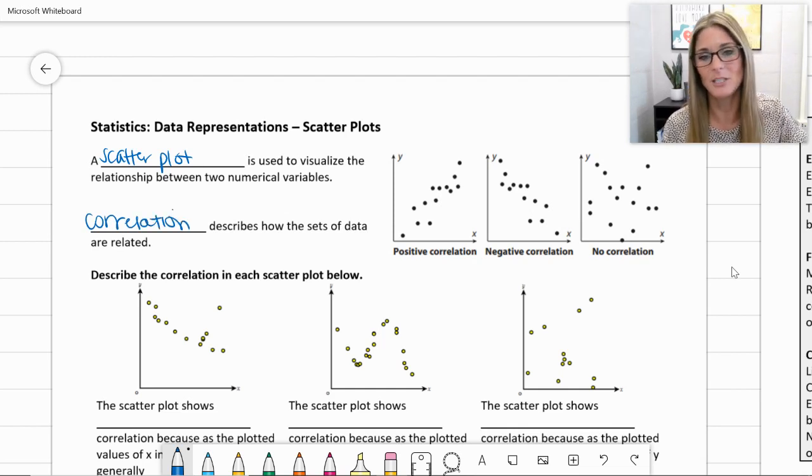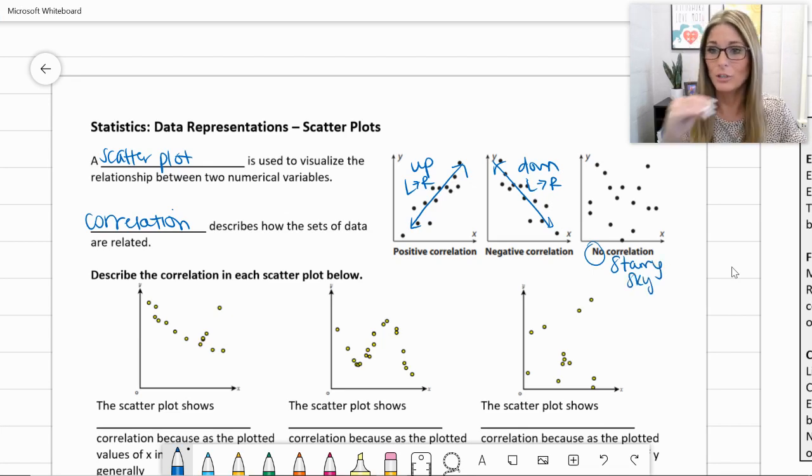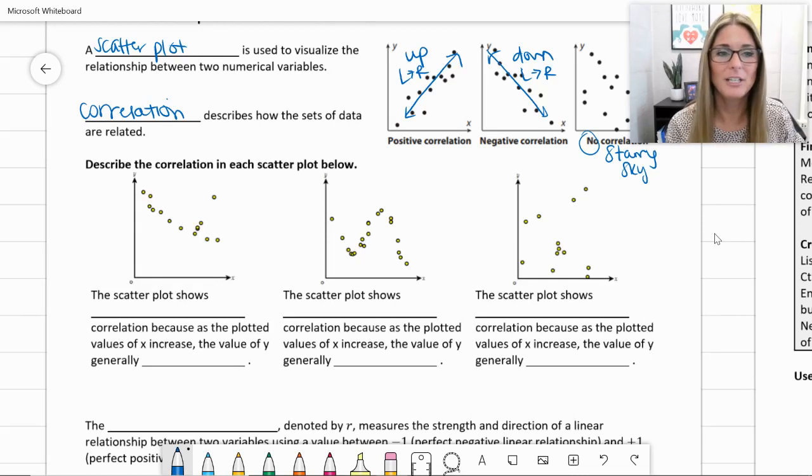And I've got three examples here to the right. A positive correlation: notice how it goes up from left to right. You've got negative correlation going down from left to right. And then this last one has no correlation. This looks like a starry sky, completely random, no trend in the data. Right below that, we're going to describe the correlation in each scatter plot below.